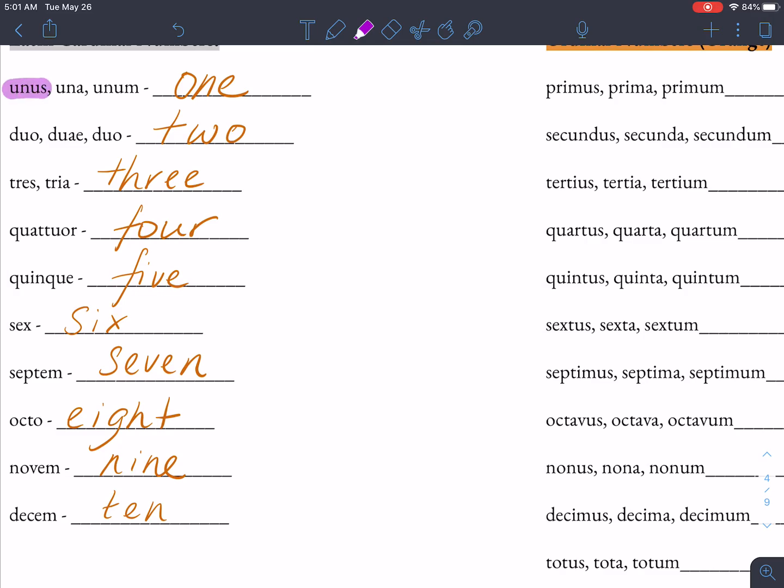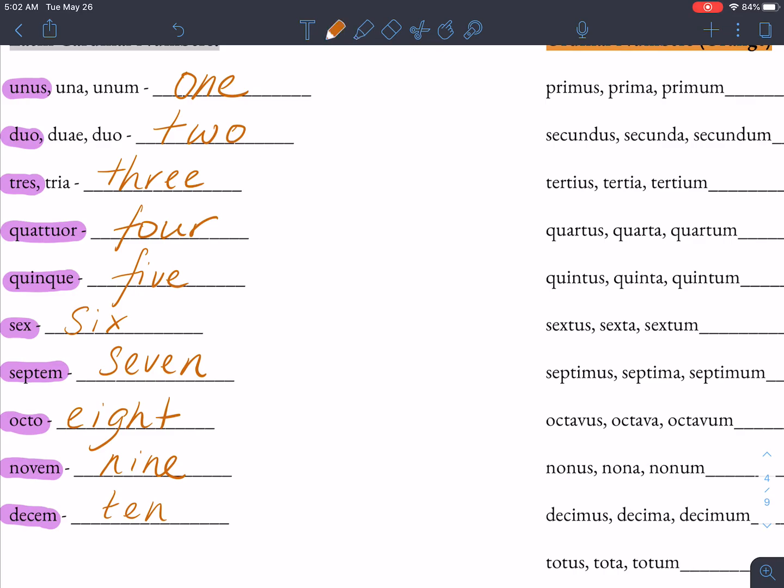Unus, duo, tres, quattuor, quinque, sex, septem, octo, novem, decem.